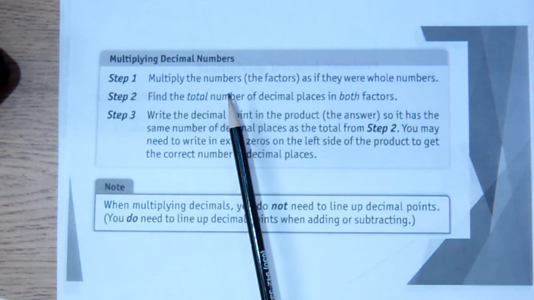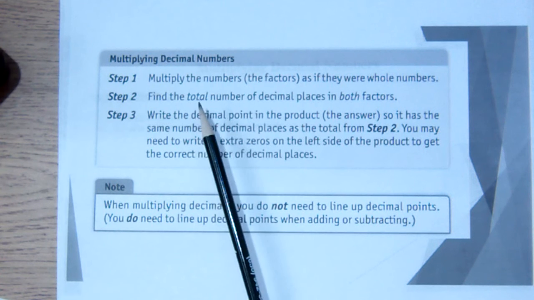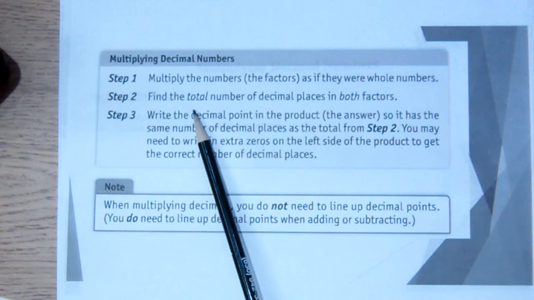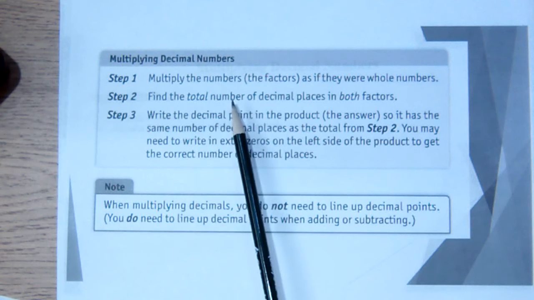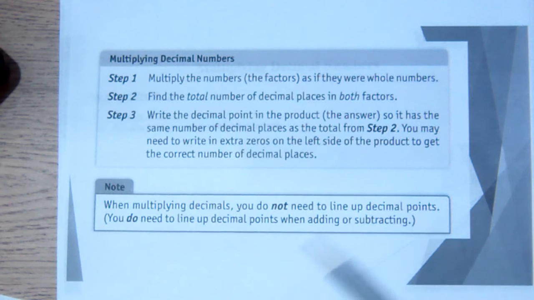So you multiply the numbers as if they were whole numbers, and then you count up the total number of decimal places in all the factors, in both factors, and then you write the decimal product, the answer, so that it has the same number of decimal places that you have up here. In contrast to adding and subtracting, where it's critical that you line up the decimal points, when multiplying decimals, you need not line up the decimal points.